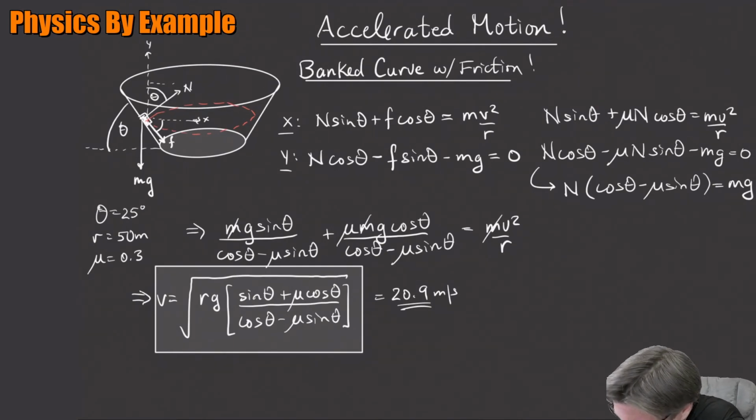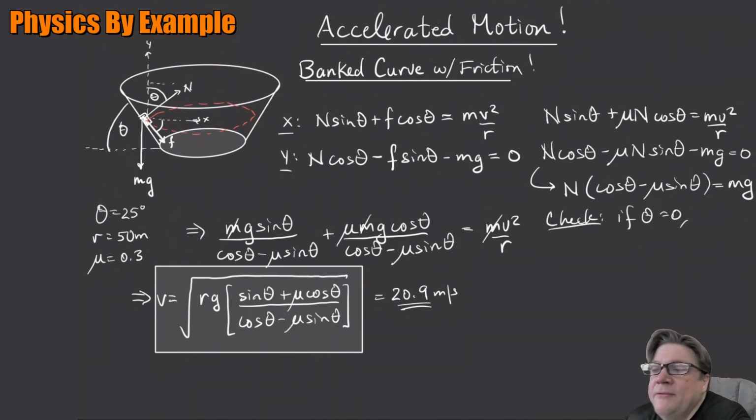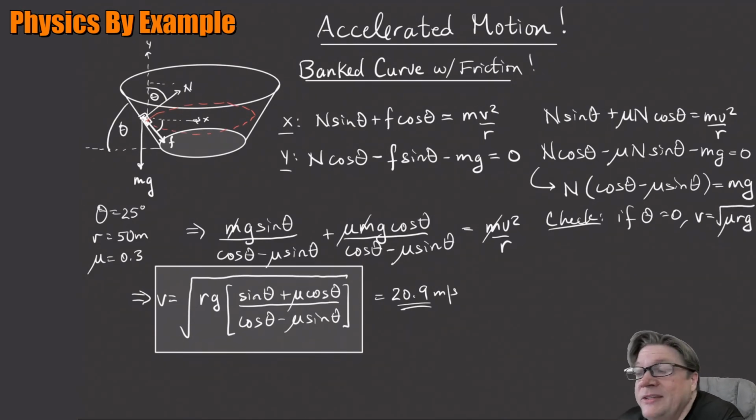If theta is 0, check. If theta is 0, what do we get? Well, sine of 0 is 0. So those terms involving sine theta go away. Cosine of 0 is 1. So I'm just going to have just a mu, right? Cosine over cosine is just 1. So I'm just going to have V is the square root of mu RG. Right, that really simplifies down. That matches. Check. With a check mark. That matches what we got before.